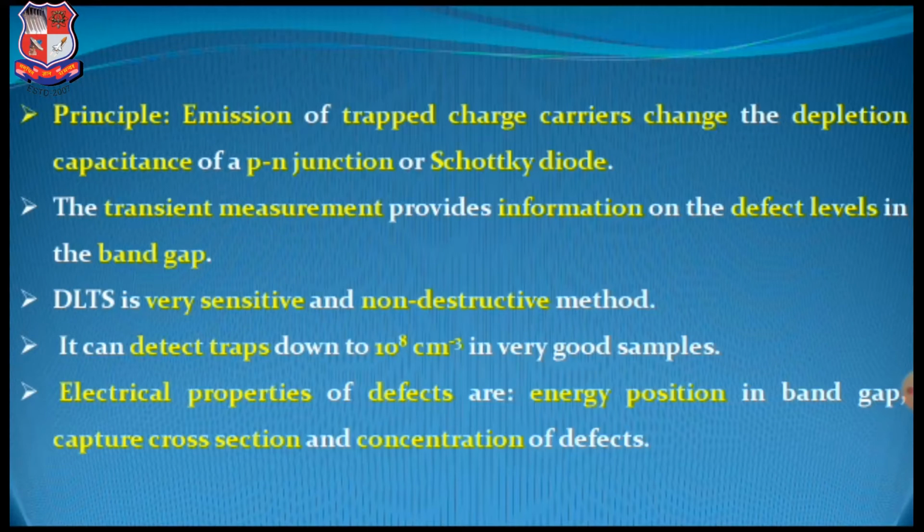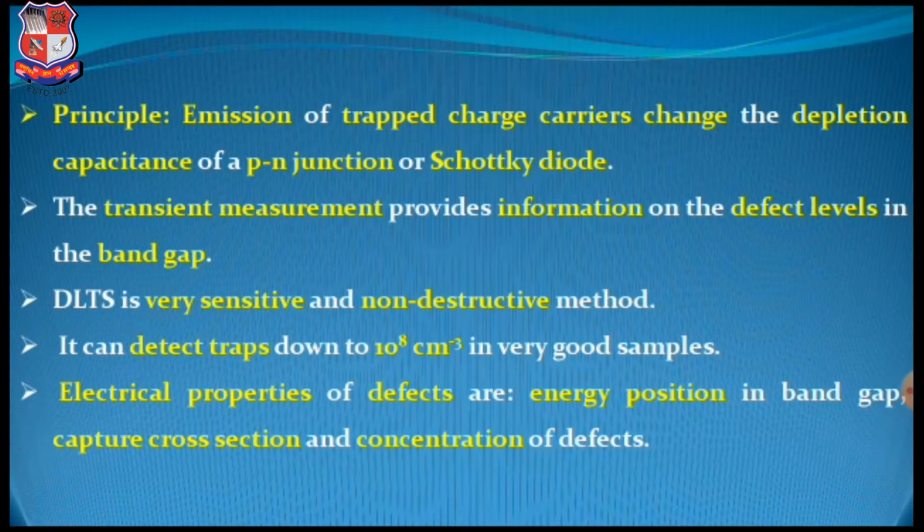The transient measurement, the word transient in the DLTS method, is particularly used for providing information of the defect levels in the band gap. We all know there is a band gap in the semiconductor or in any kind of electronic materials between valence and conduction bands. The most important factor of the DLTS method is that it is very sensitive and it is a non-destructive method. So repeatability will be maintained throughout the experiment.